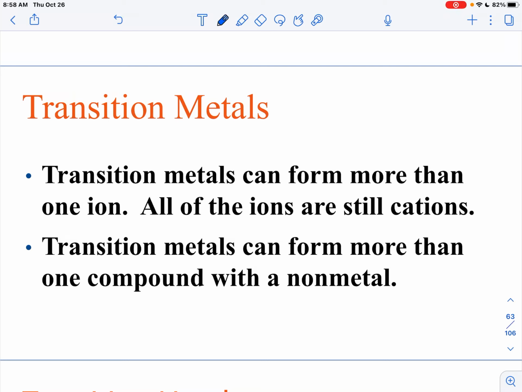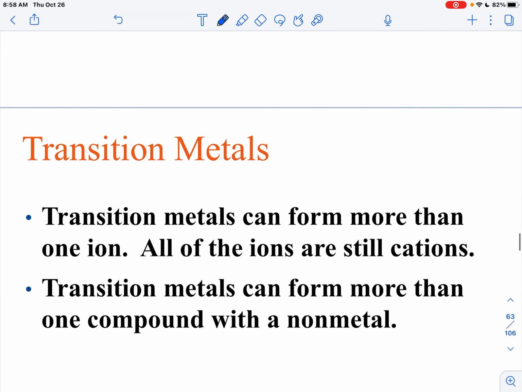In this video, we'll talk about naming with transition metals. I'll be honest with you, this is probably what students find most frustrating about the naming topic. So please make sure you're paying very close attention when you're learning this. It is very important.